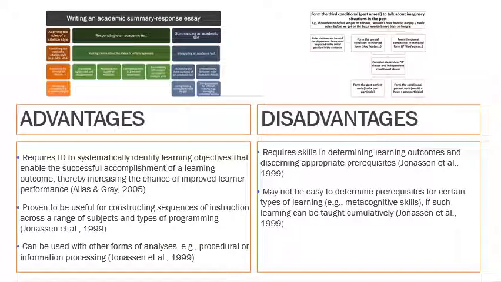Second, the underlying assumption of learning hierarchy analysis is that learning is incremental or cumulative in nature. However, certain skills may not lend themselves to a learning hierarchy analysis. For example, some learning theorists suggest that metacognitive skills, those skills that are involved in planning, monitoring, and evaluating one's own learning, are types of learning that cannot be taught sequentially. There is also evidence that language skills, such as learning the third conditional, are not learned sequentially either.